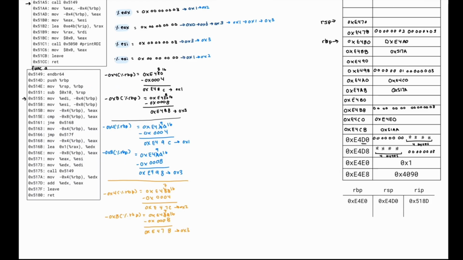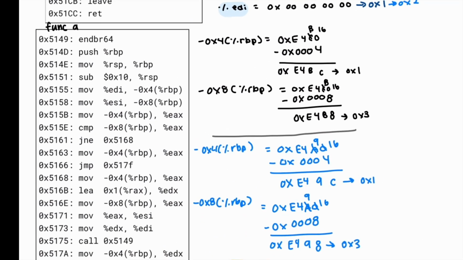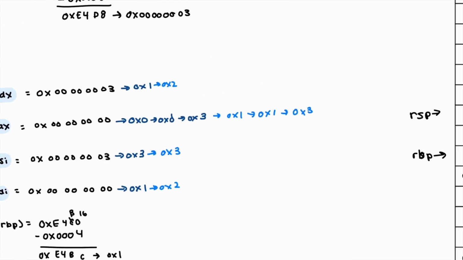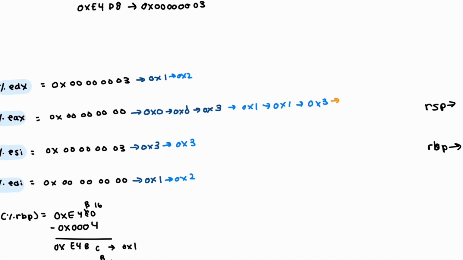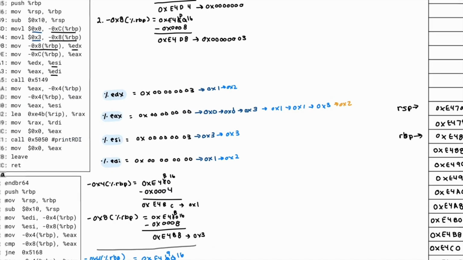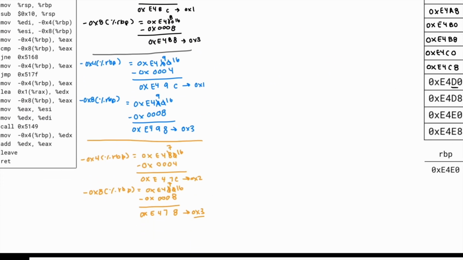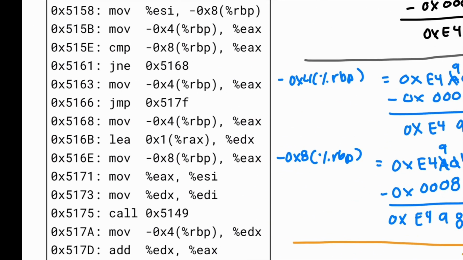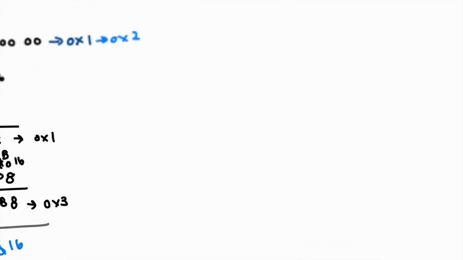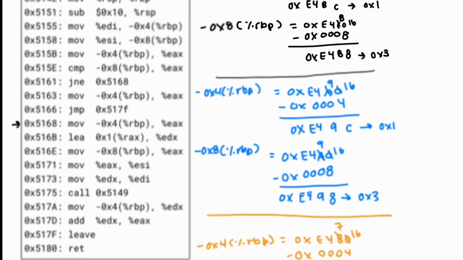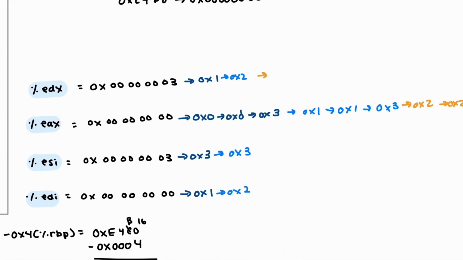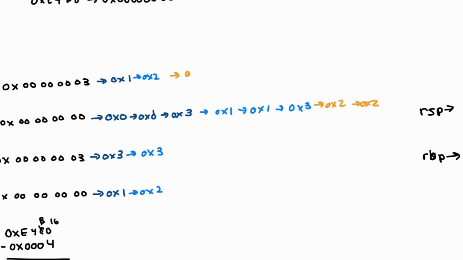Okay, now we're at a point where we're moving minus 4 RBP into EAX. So now EAX will have 0x2, and we're comparing 0x2 and 0x3 over here. They're not equal, so we're going to jump, and that brings us all the way down to here. Moving minus 0x4 RBP into EAX again, adding 1 to that value so we can place it into EDX. So 0x1 plus 0x2 is 0x3.